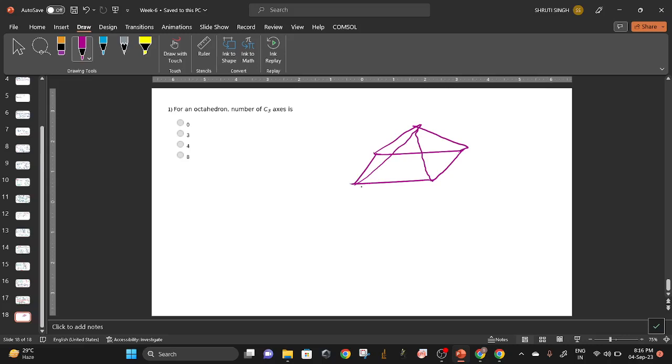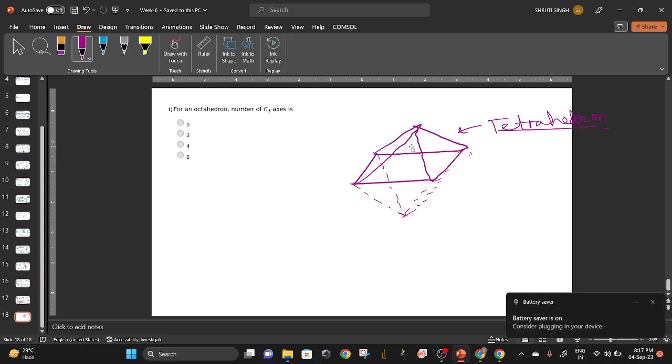So this is the upper part of an octahedron, and you can join the other part likewise. You will get an octahedron. The upper part seems to be a tetrahedron, right? So the number of C3 axes in a tetrahedron, what do you think? C4 is there, but C3, where is C4? Okay, for the octahedron you are saying C4. Yes, but for C3.